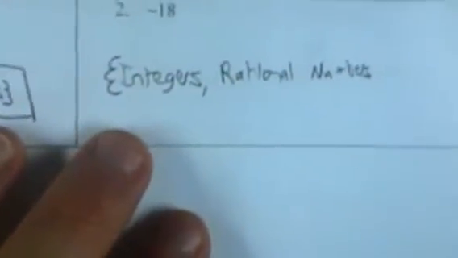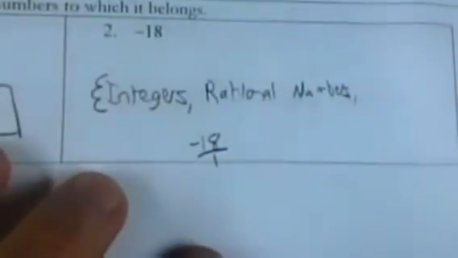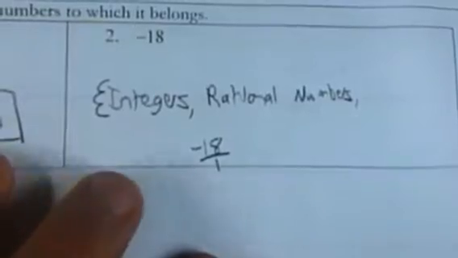So all integers are rational numbers because any rational number can be written as a fraction. Can you write negative 18 as a fraction? Yeah, all you got to do is put it over 1. Any number that you can write as a fraction is a rational number.